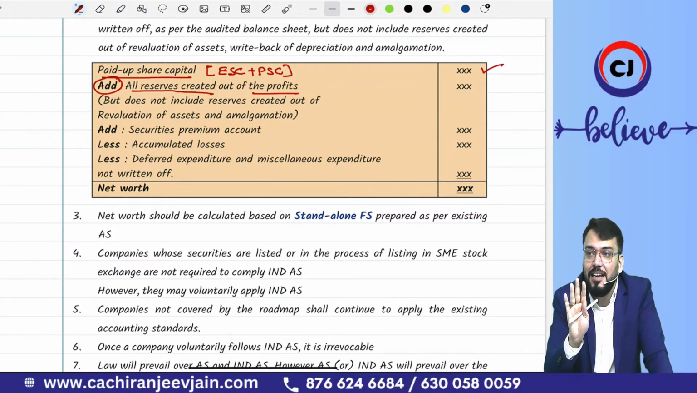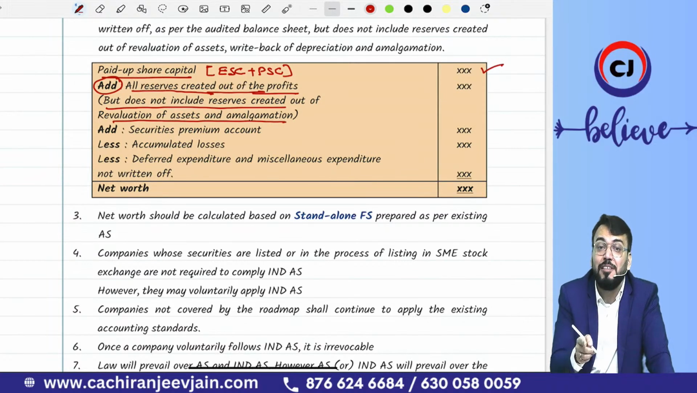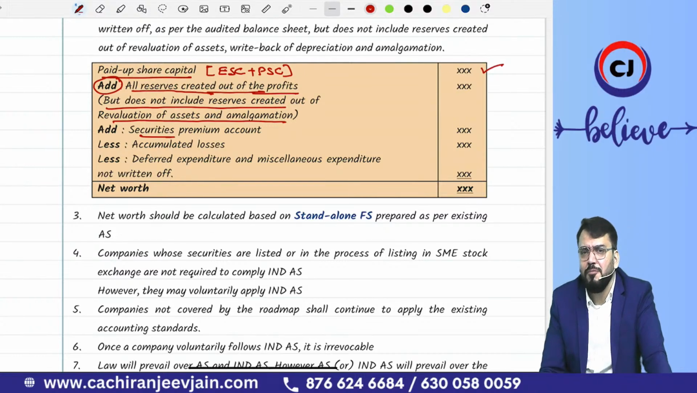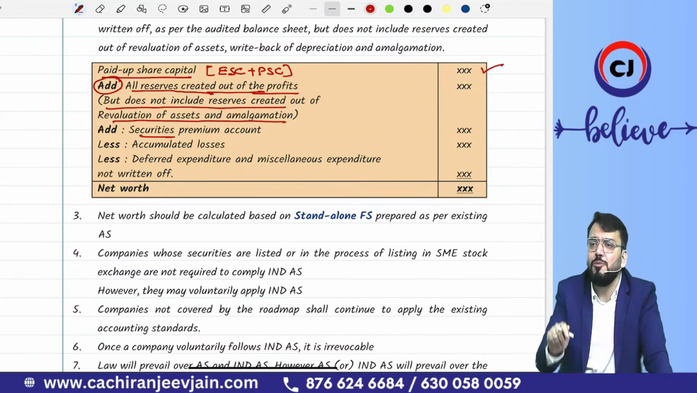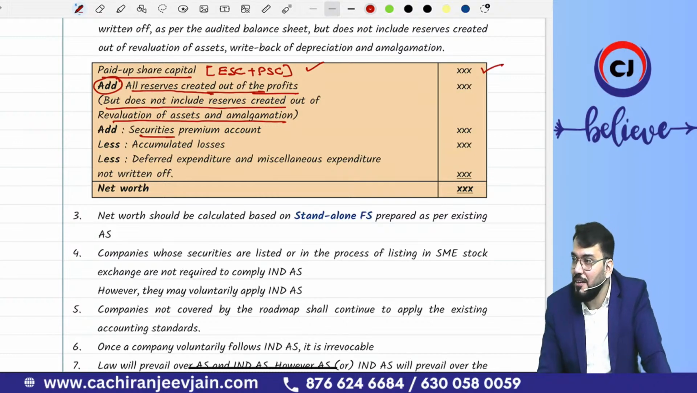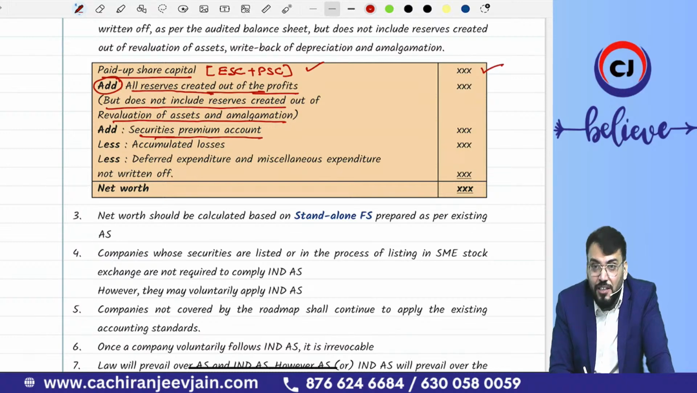That will not be added in this. So all the reserves created out of profit, but it does not include reserve created out of revaluation of assets and the amalgamation chapter. Amalgamation chapter means capital reserve. Understood? But securities premium will be added, because securities premium means what? It is not a profit, but this is contribution from owners. So if you are taking capital, you should also take what? Securities premium. So securities premium is the contribution from shareholders, so that will be added.